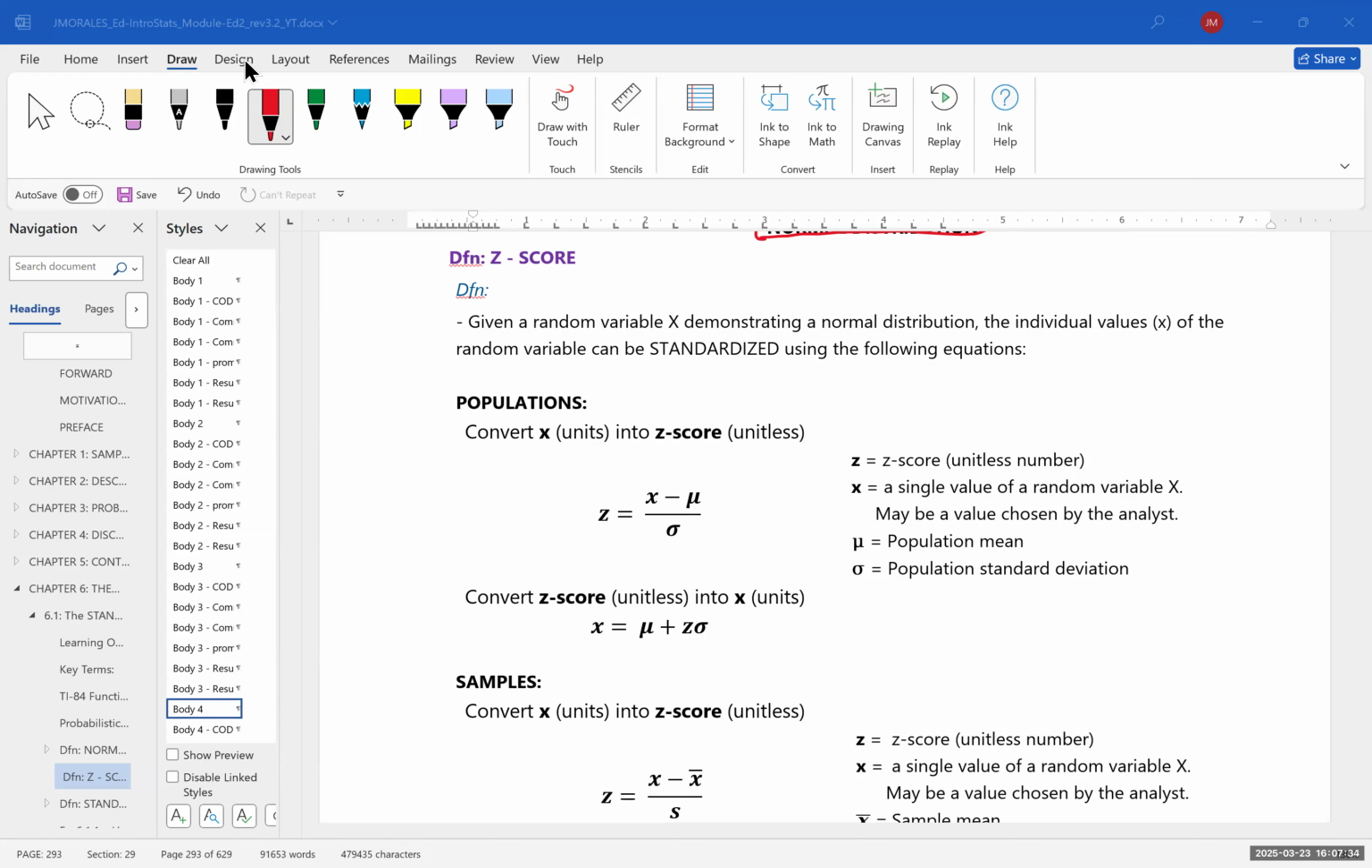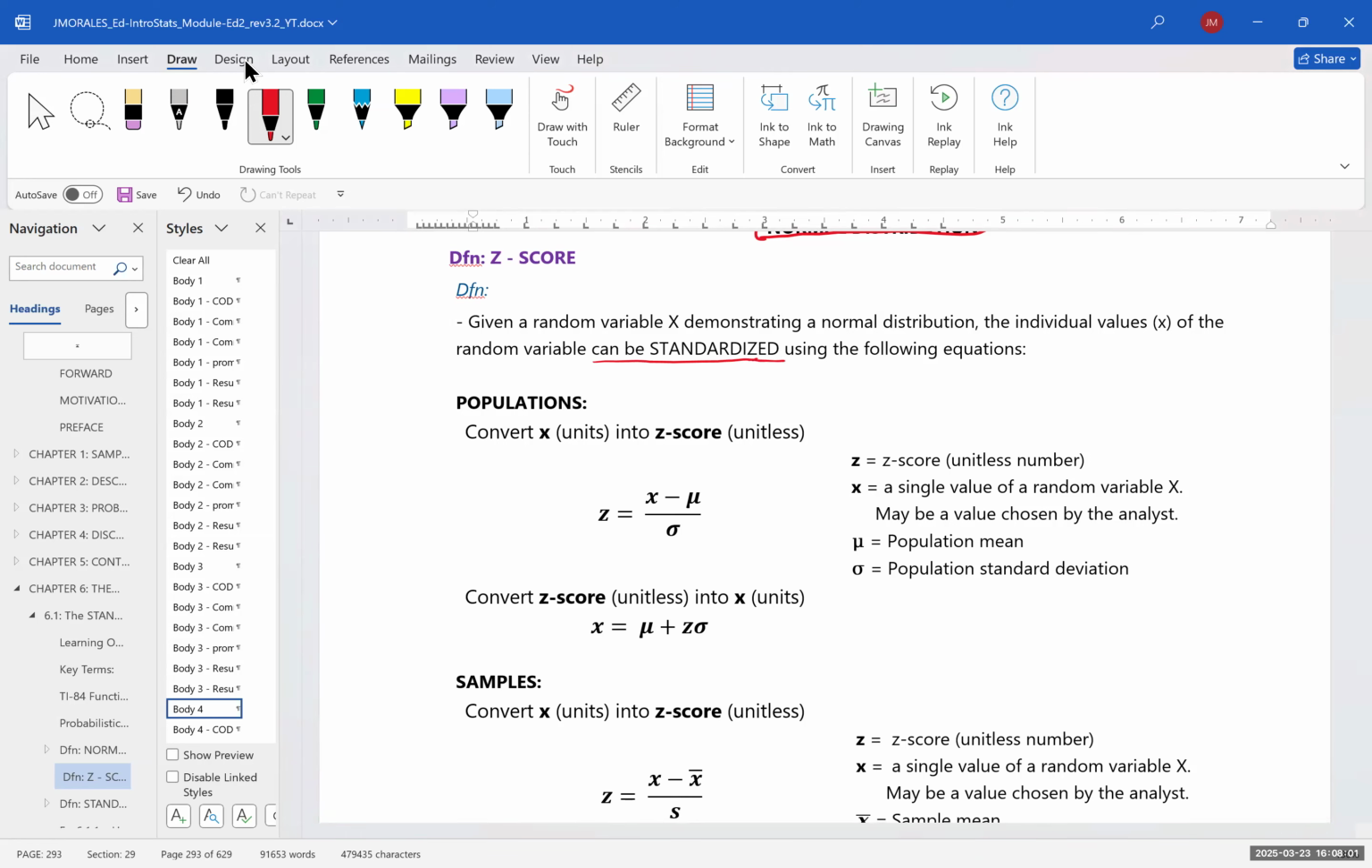All right, now we're going to revisit this idea of a z-score that you first got introduced to earlier in chapter 2. So given a random variable demonstrating a normal distribution, the individual values of the random variable can be standardized using the following equations.